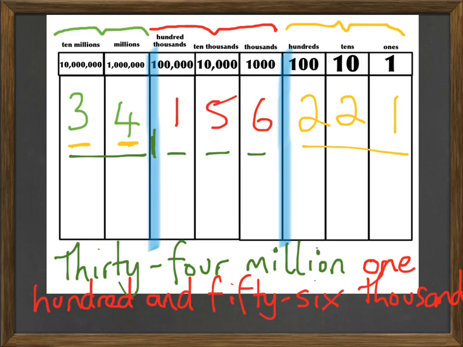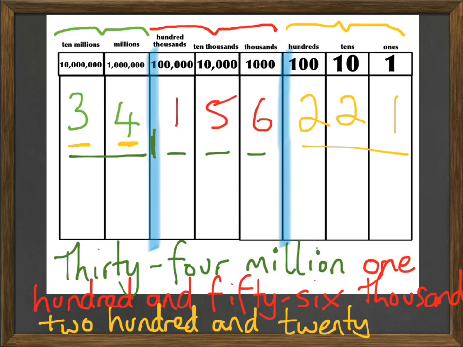So as long as I can count into hundreds, I can count up to any number. So I've got, if we add on to then 200 and 21. So 34,156,221.